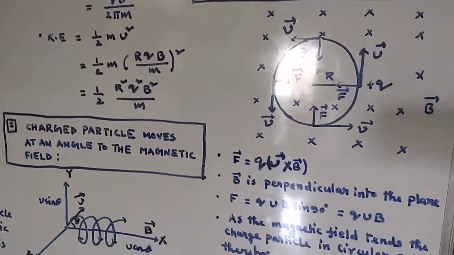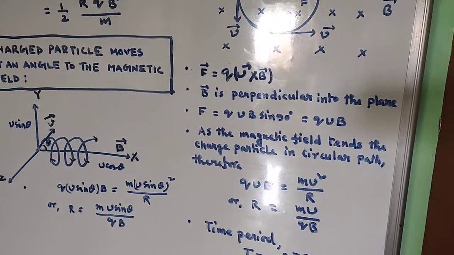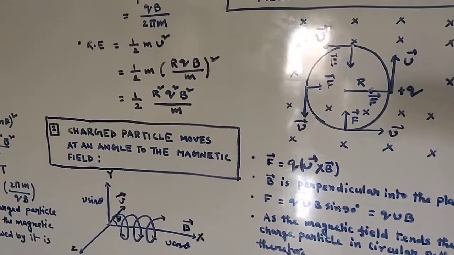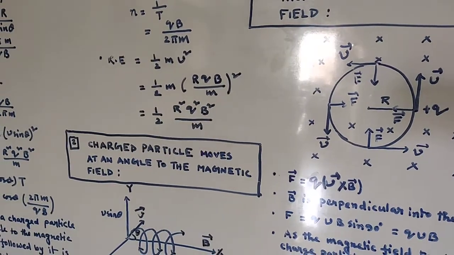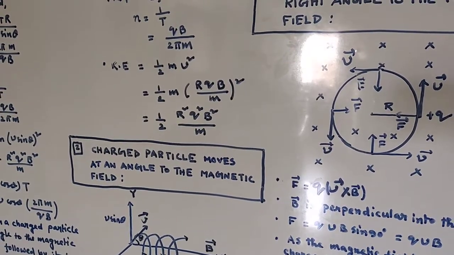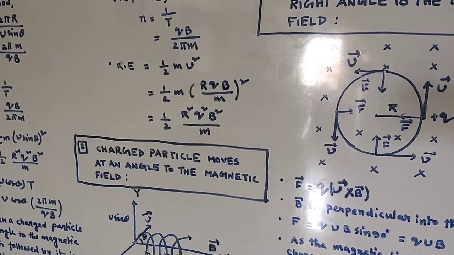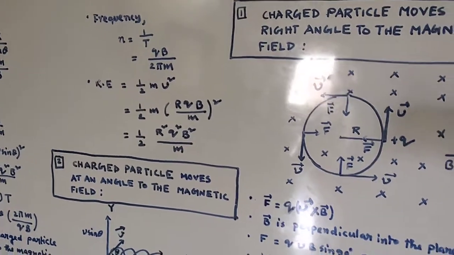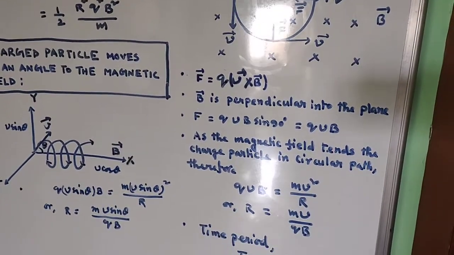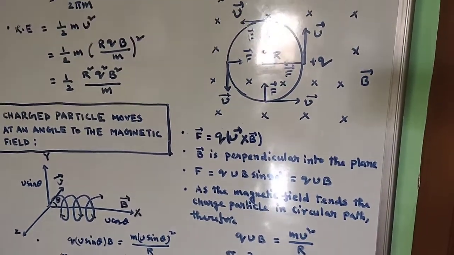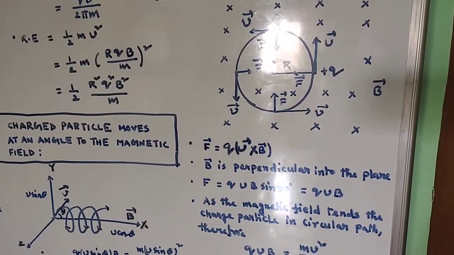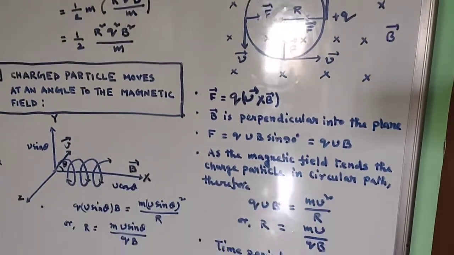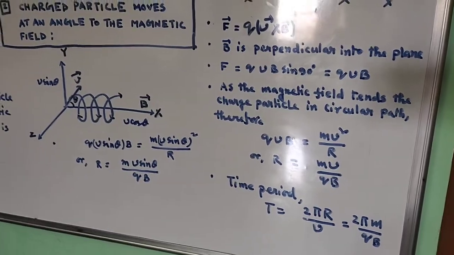So again you can use the expression for v from here. V is r qB by m. So r qB by m you can substitute and simplify. The kinetic energy comes out to be half r square q square B square by m. So you see this expression which you are getting here is under the condition that velocity is perpendicular to the magnetic field. Okay, velocity is perpendicular to the magnetic field.